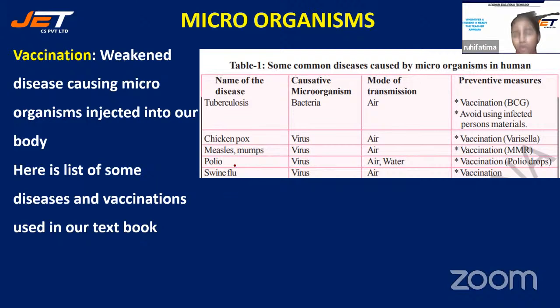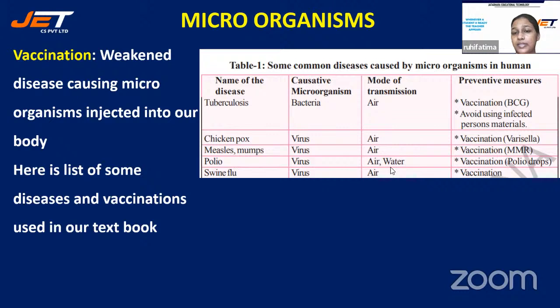Now we have chickenpox. Chickenpox is also a viral disease and it is also transmitted through air. The preventive measure is vaccination. The vaccination given for chickenpox is varicella. Then measles or mumps. Mumps is also a viral disease. Again, the mode of transmission is air and the vaccination is MMR.